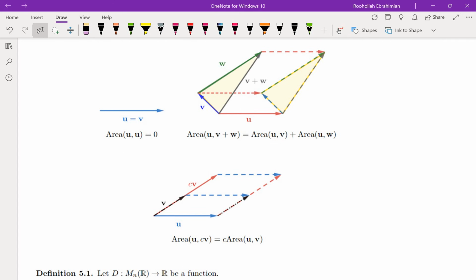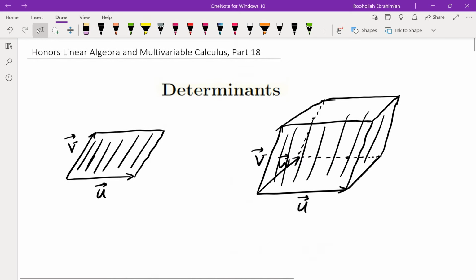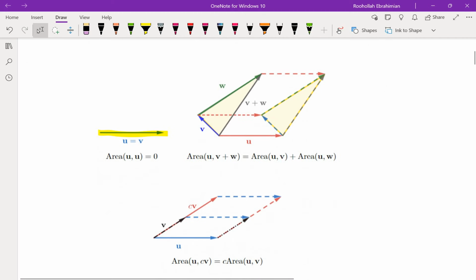Okay, so let's look at some properties that this determinant must have. First of all, if you have a parallelogram where two adjacent sides are the same, it basically collapses to a segment, and we expect the volume, or in this case the area, to be 0. So any reasonable definition of volume would have to give us 0 if you're collapsing your region, your parallelepiped. This region in 3-dimension is called parallelepiped. So if you collapse your parallelepiped to 1 dimension less, you expect the volume to be 0.